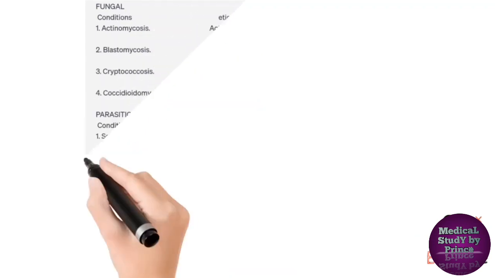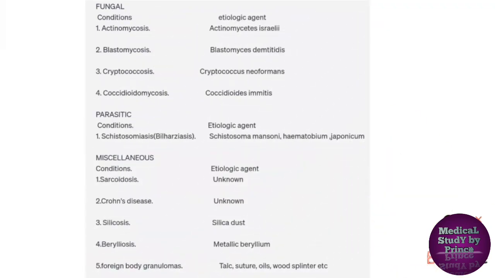Now fungal causes. First is actinomycosis, second is blastomycosis, third is cryptococcosis, fourth is coccidioidomycosis. In parasitic, first is schistosomiasis. In miscellaneous, first is sarcoidosis, second is Crohn's disease, third is silicosis, fourth is berylliosis, fifth is foreign body granulomas.